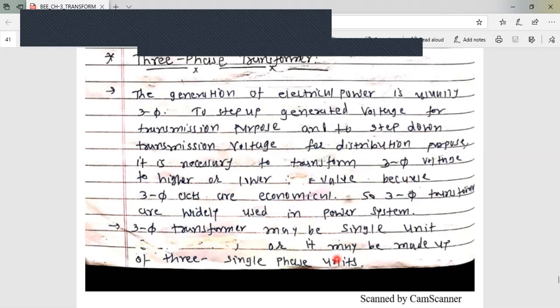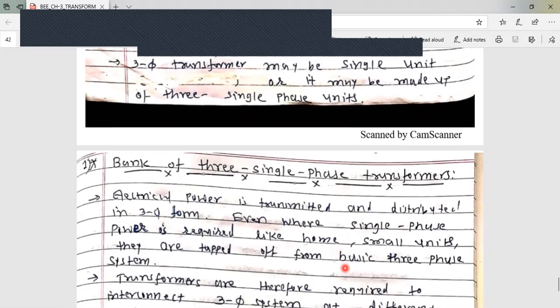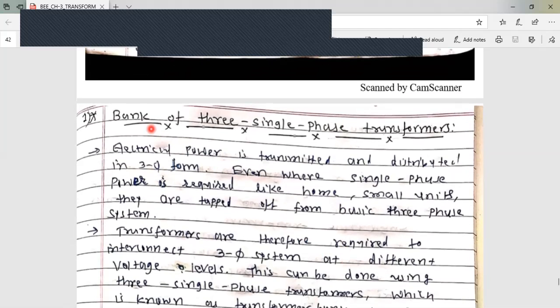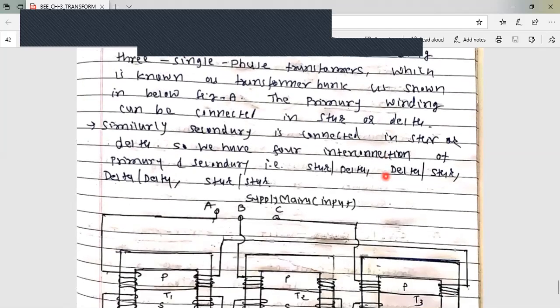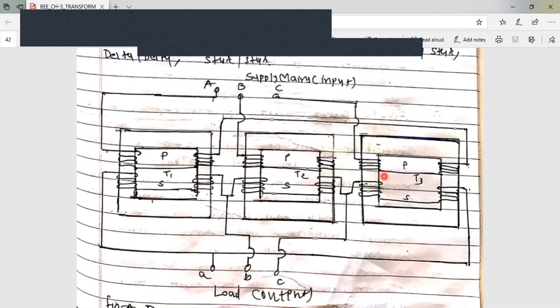Here these two types are there: single unit, and it may be made up of three single phase units. So this is the first case of three-phase transformer, the bank of three single phase transformers. Here three single phase transformers are separately connected on separate iron cores. Primary windings are connected in star and secondary windings are connected in delta.